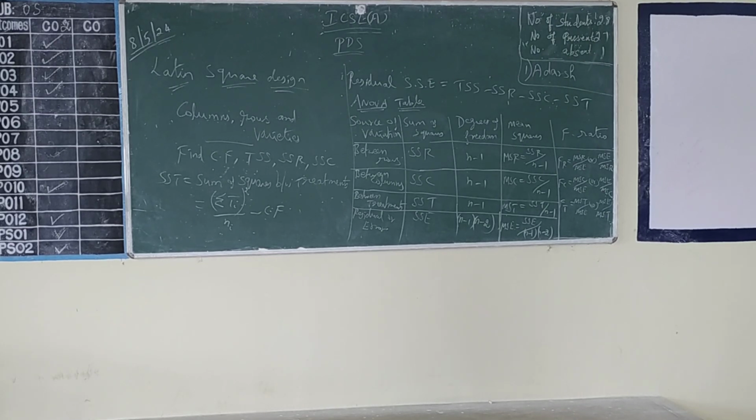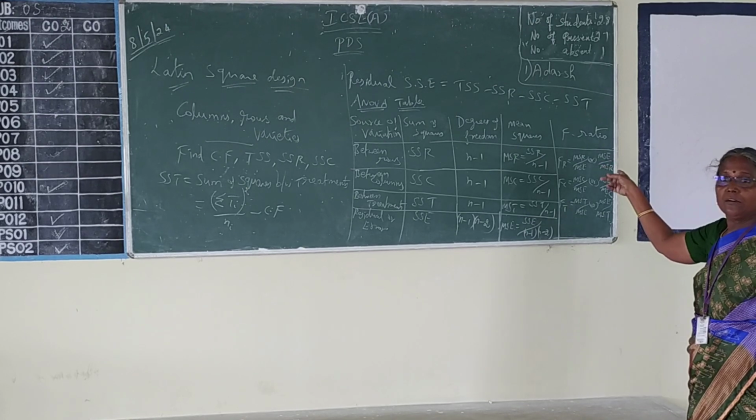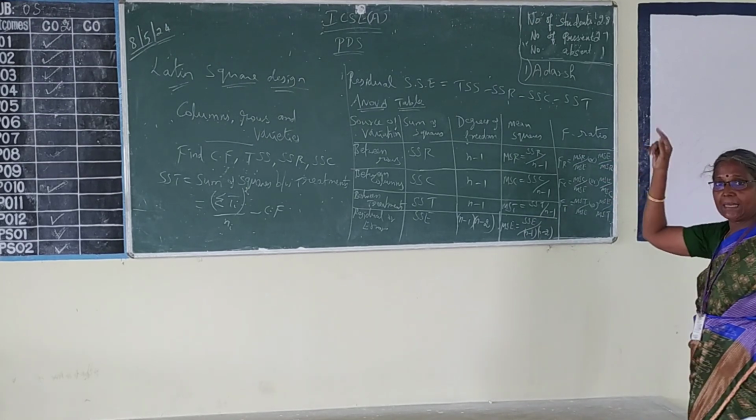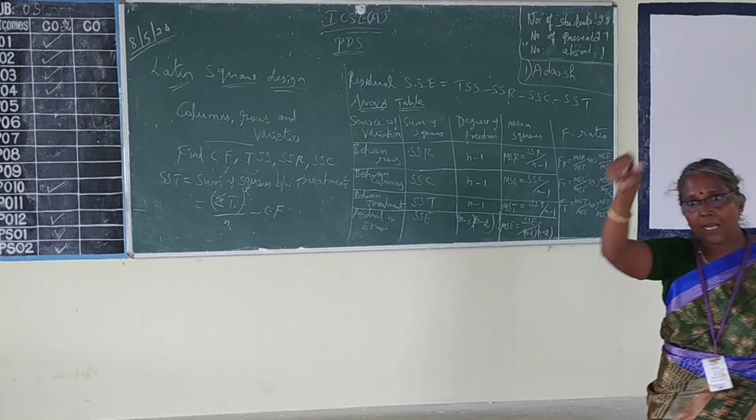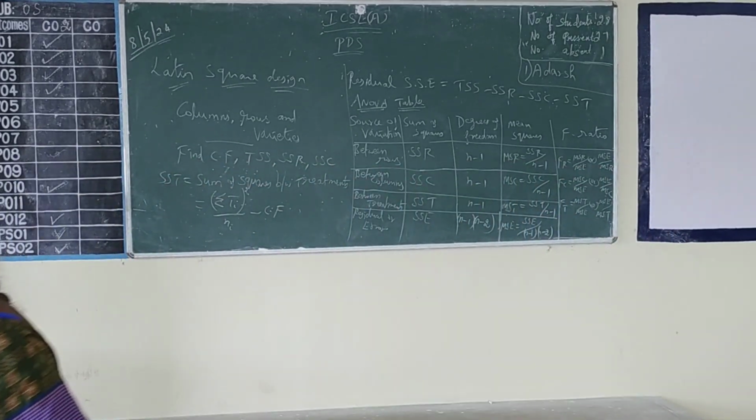Is it clear now? So for the first ratio, FR, you compare MSR and MSE. Whichever is bigger, you put to the numerator. For FC, you compare MSC and MSE. All the three must be compared with MSE. Is it okay? You compare with MSE, then whichever is greater should come in the numerator. Is it right? Take the problem, problem number.